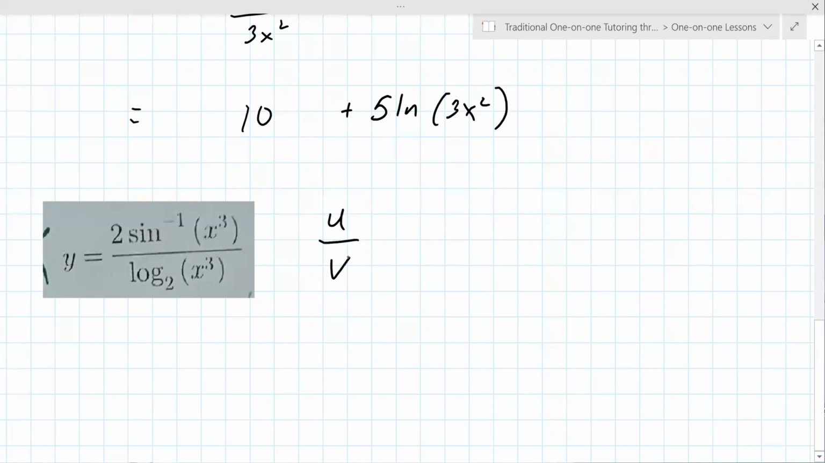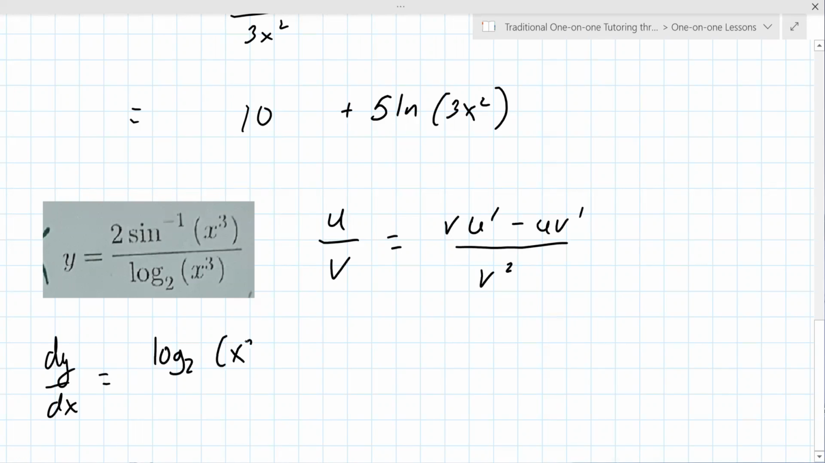This is a quotient rule, and it's a quotient rule with an arcsine. So you've got to really know this. It's bottom, derivative of the top, minus top, derivative of the bottom, over the bottom squared. So dy/dx, and then log base 2 is kind of like ln. It's just a little variation on it. Not used very often, but that's what they have here. So you have log base 2 of x cubed, times. Now I gotta go back to that reference sheet, and I'll snip in what arcsine is.